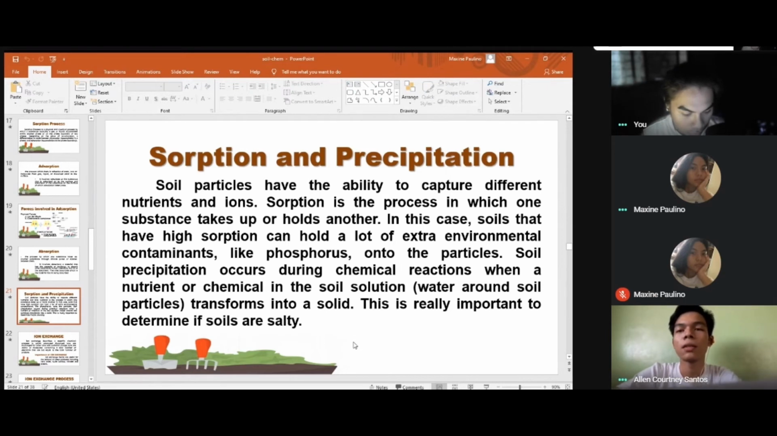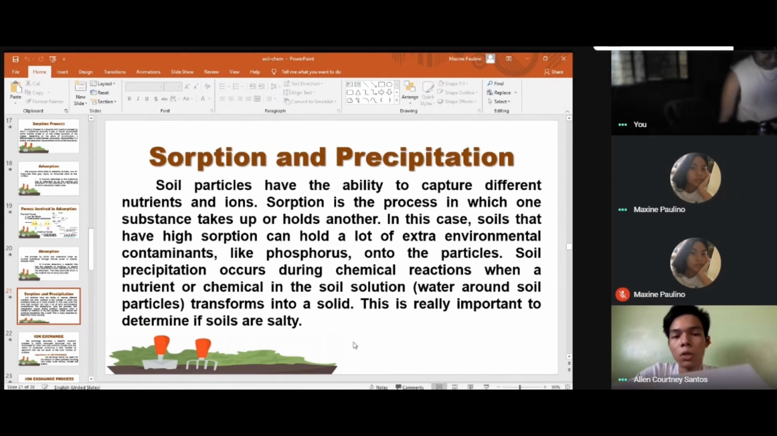And it is the one substance that is absorbed, in this case. Soils that have high absorption hold a lot of extra ions and mineral contaminants like phosphorus and heavy particles.